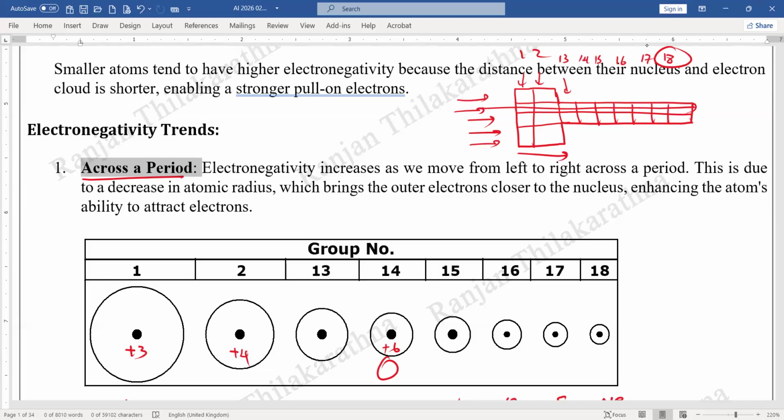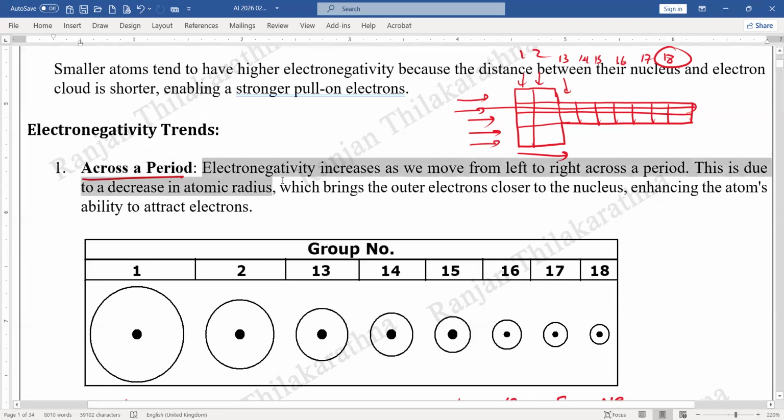From left to right, like this. See, group number 1, 2, 13, 14, 15, 16, 17, 18. Here I am not going to go into detail about the group numbers. We will discuss in detail under the first lesson. We have a separate lesson for the periodic table.